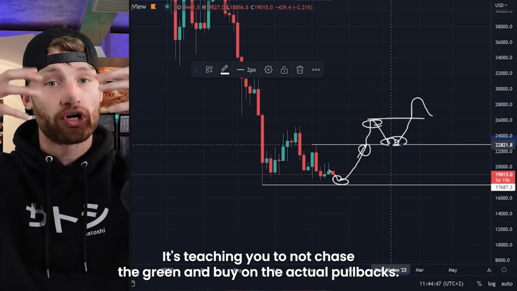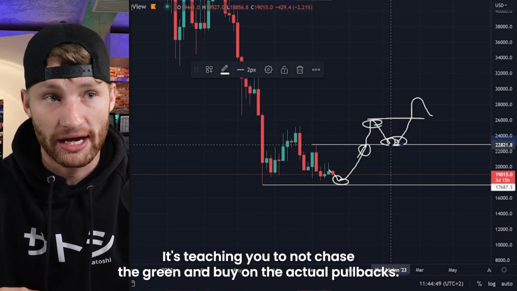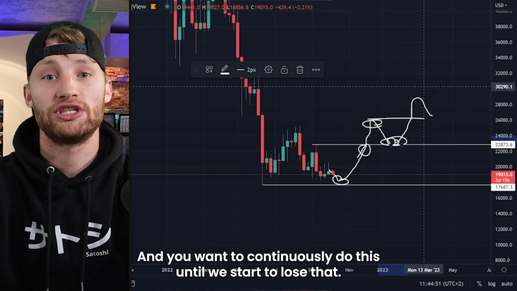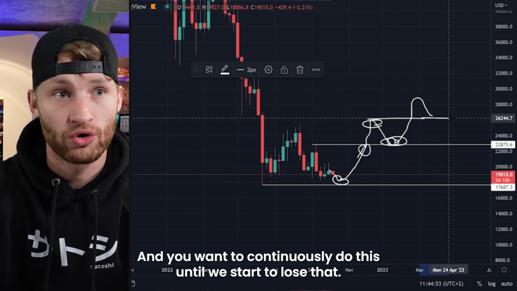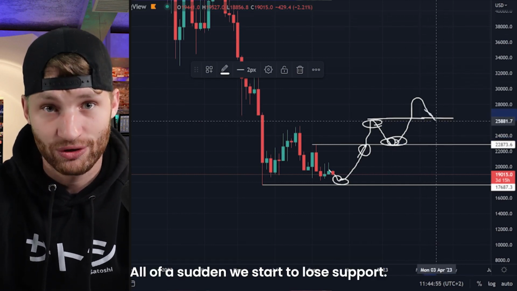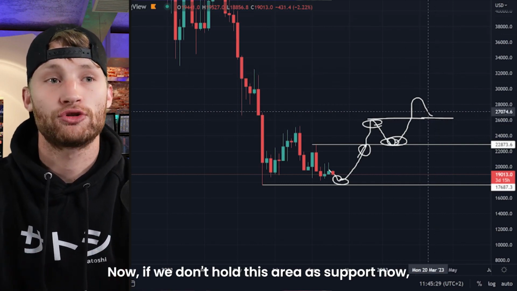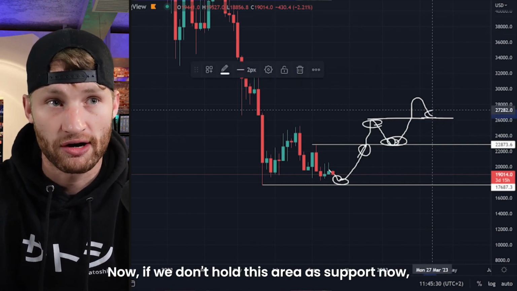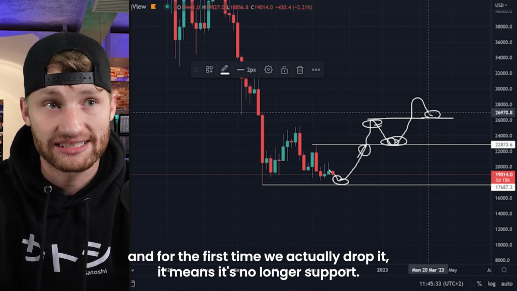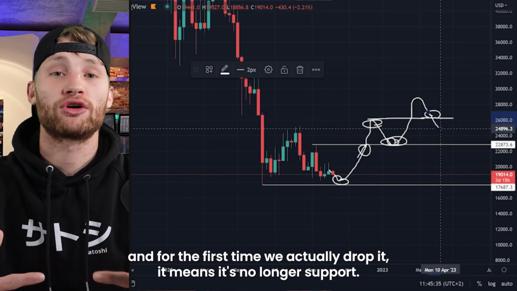It's teaching you to not chase the green and buy on the actual pullbacks. And you want to continuously do this until we start to lose that. All of a sudden, we start to lose support. Now, if we don't hold this area as support, and for the first time we actually drop it, it means it's no longer support.